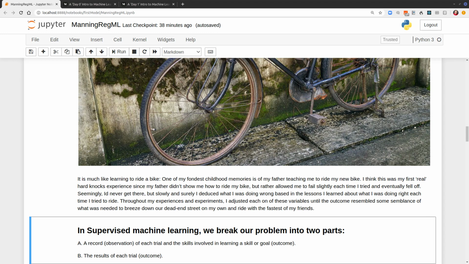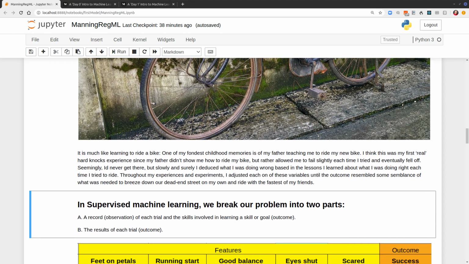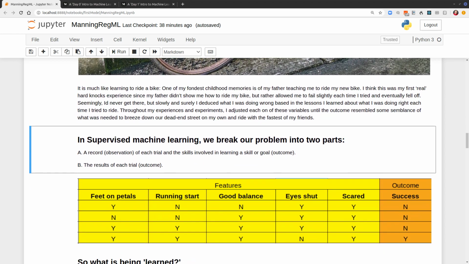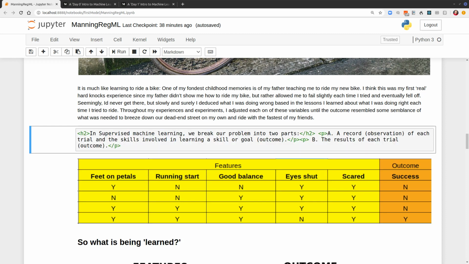And that's what we're doing in machine learning. We're taking those inputs that we've previously identified, and we're mapping those to a certain outcome. In the case of riding a bike, it's whether you ride the bike or whether you fall off the bike. And if we look at that, we really break any supervised machine learning problem that's similar into 2 parts. One of those is a record or an observation. This is the rows in a data set and the results of each trial. So I've got an example here on the screen that I'll show you.